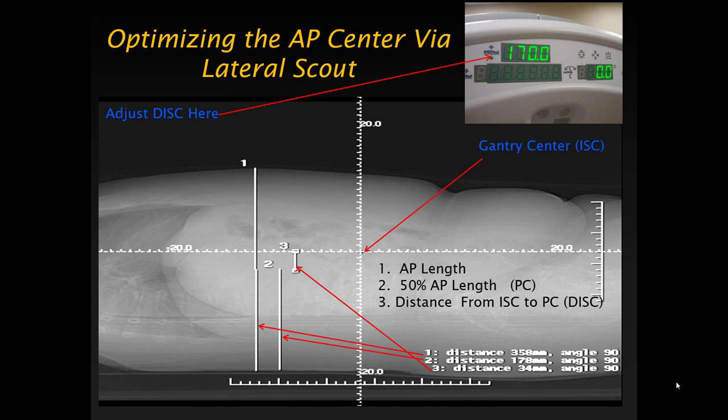We cut that in half and that gave us the patient's isocenter. And we subsequently moved the table height, the difference between the patient isocenter and the gantry center, and then we performed our AP scout. So what did we find?